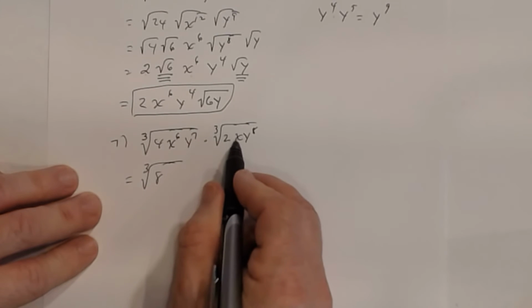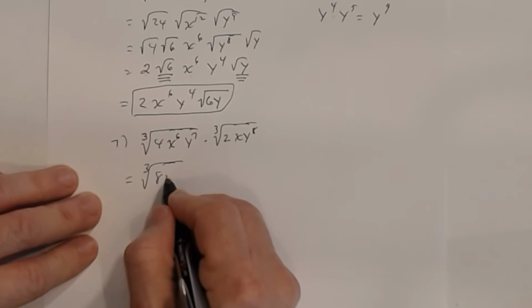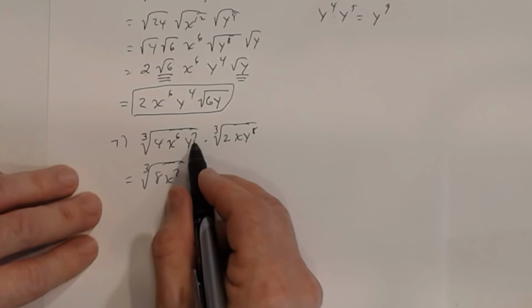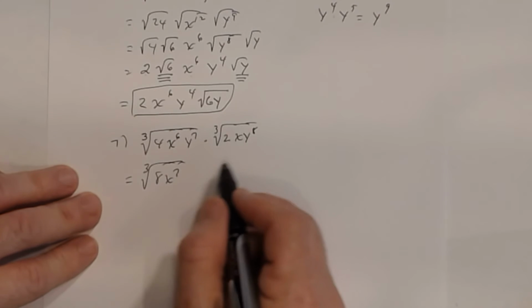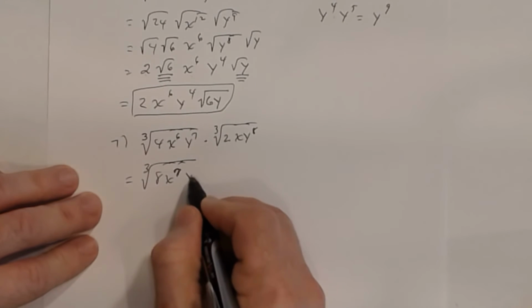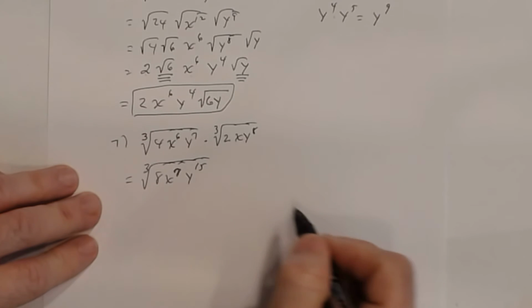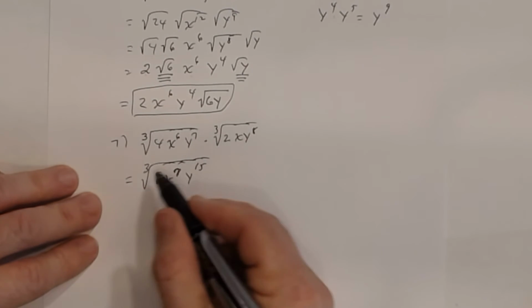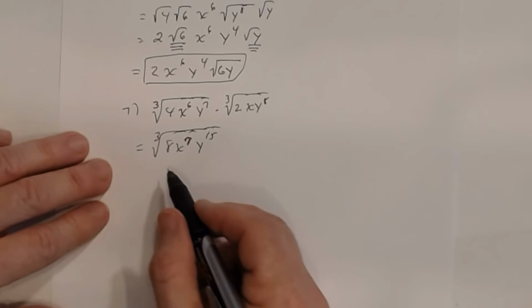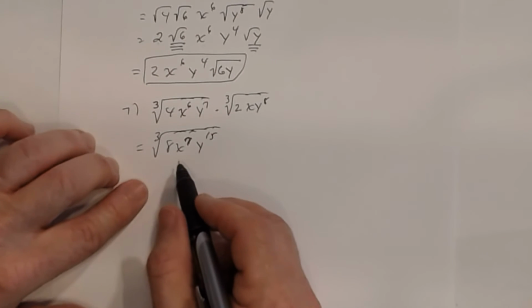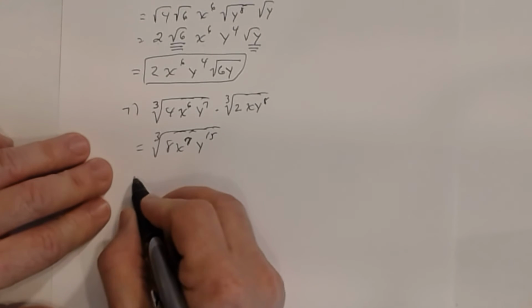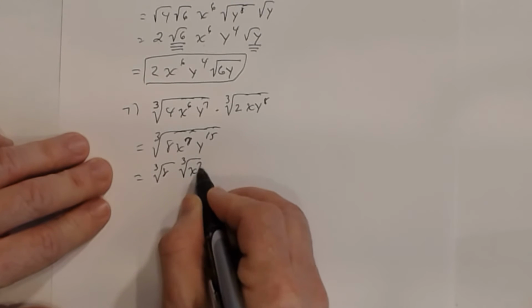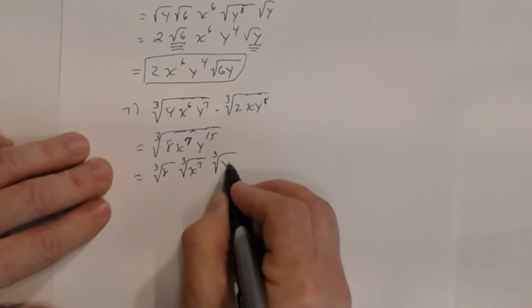X to the 6th times x to the 1st is x to the 7th. When you multiply like bases, you add exponents. Y to the 7th times y to the 8th is y to the 15th. So that's where I'm at. Now you're going to simplify this, and this is something you've had before, so very simple. So first of all, let's go ahead and rewrite this as a product of cube roots. So this becomes the cube root of 8 times the cube root of x to the 7th times the cube root of y to the 15th.